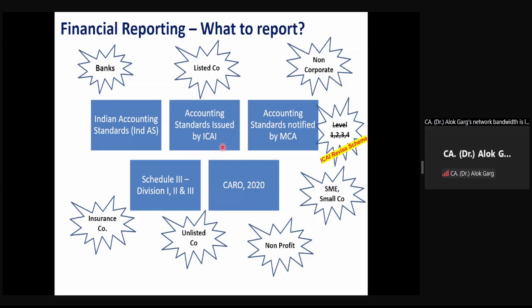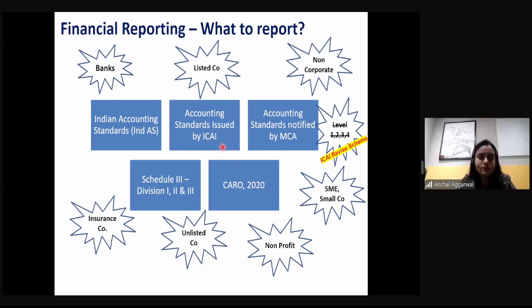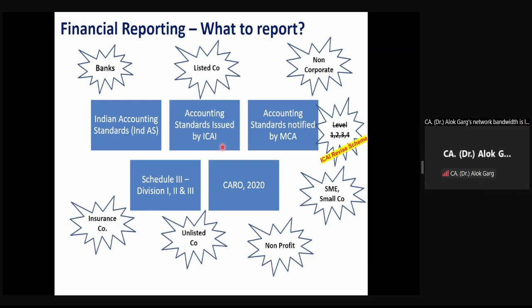Division 3 to Schedule 3 format is only applicable to those NBFC companies on which Ind AS are applicable. So what about those NBFC companies? For example, ABC Finance Private Limited. If it is an NBFC company, but on this company accounting standards are applicable, then Division 1 to Schedule 3 will be applicable. Division 3 to Schedule 3 will not be applicable. Okay.